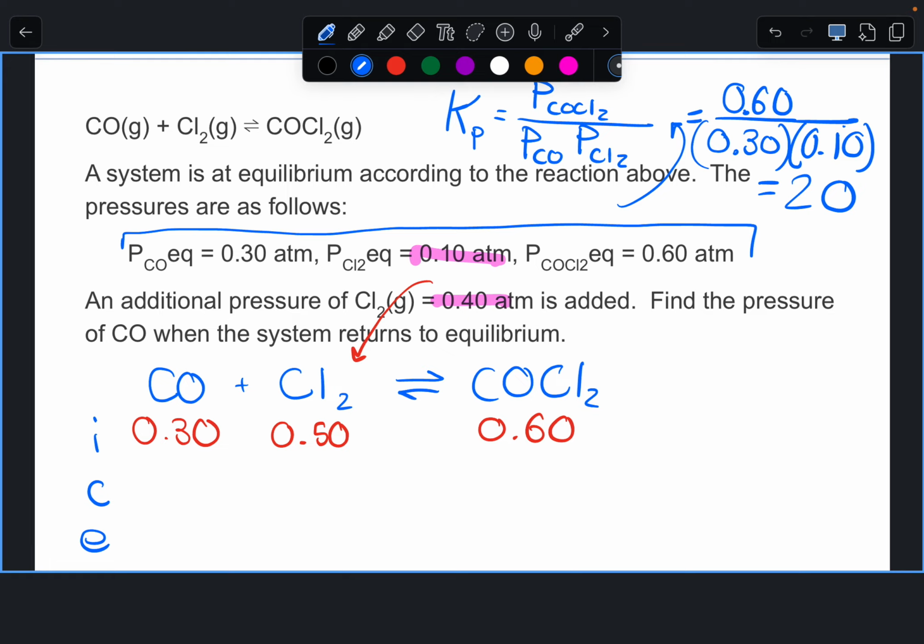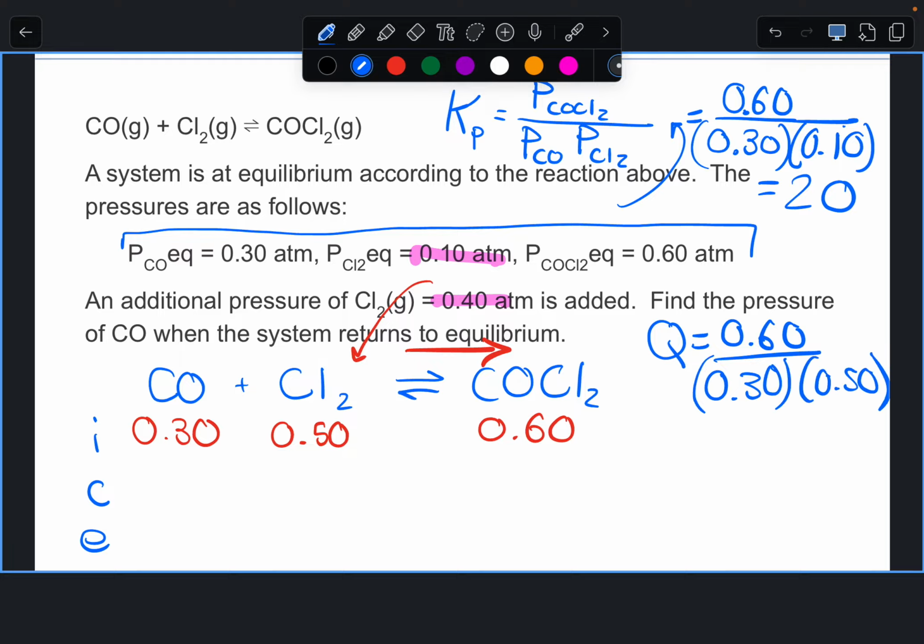So you can either predict it that way and say, I know it has to go towards the products, or you can go ahead and solve for what Q is. And if nothing else, this is good practice for how to do that Q versus K thing. So you do 0.6 over 0.3 times 0.5, and that comes out to be 4, I think. Yep. So in that case, Q is less than K, and so that also tells you it needs to go to products.